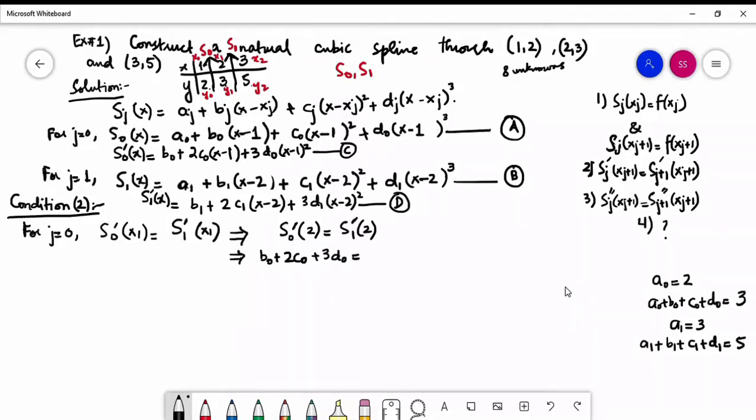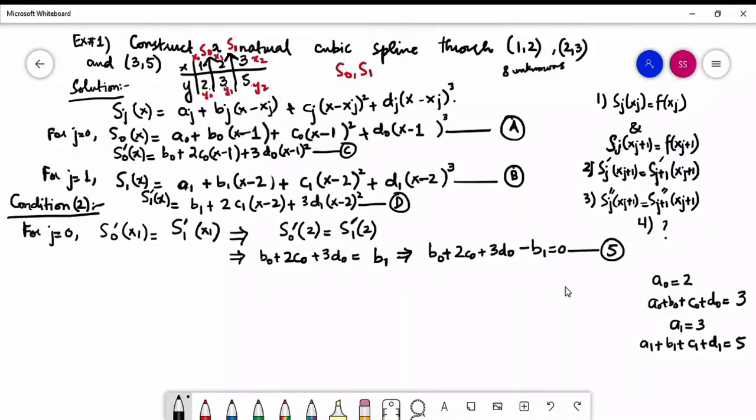Now if I replace x with 2 in equation D, then 2 minus 2 is 0, 2 minus 2 is 0, and I am only left with this B1. If I shift all the coefficients and unknowns to one side, minus B1 equals 0, I will get equation number 5. Only this. If I proceed further for j equals 1, it means that S1 dash of x2 is equal to S2 dash of x2, and I don't have any S2, so that is not valid for j equals 1.